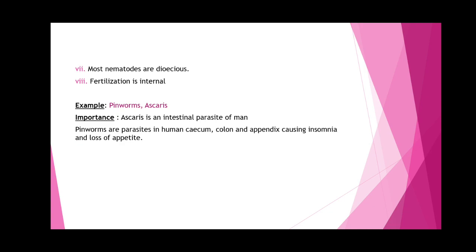Most nematodes are dioecious, which means the two sexes are found in two different organisms, and the fertilization is internal. The examples of this group are pinworms and ascaris. Ascaris is an intestinal parasite of the man.